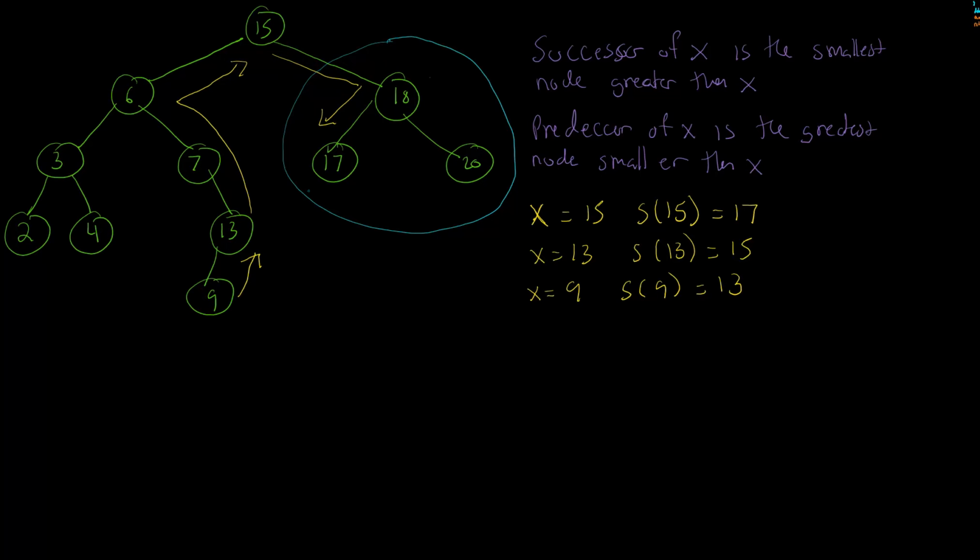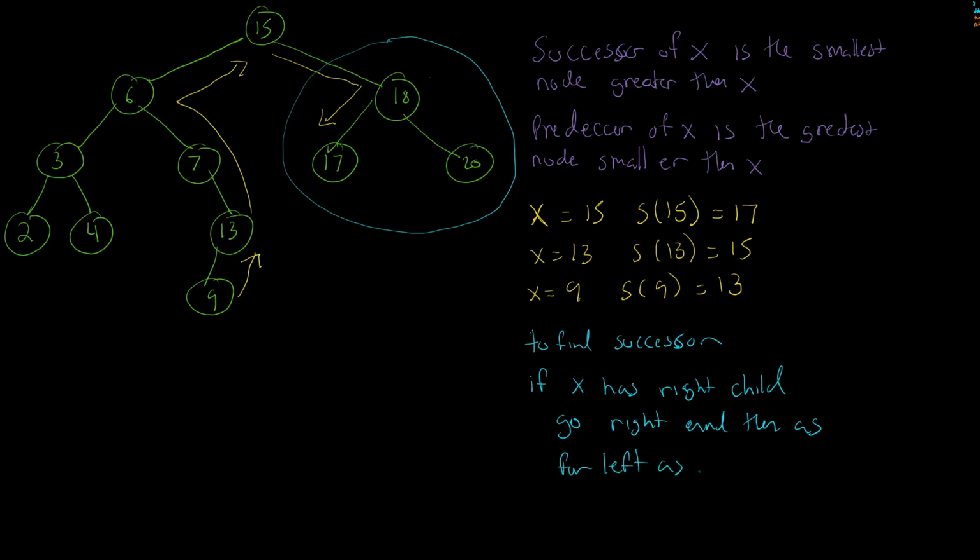A little mini algorithm. To find the successor: if X has a right child, then go right, and then as far left as possible.